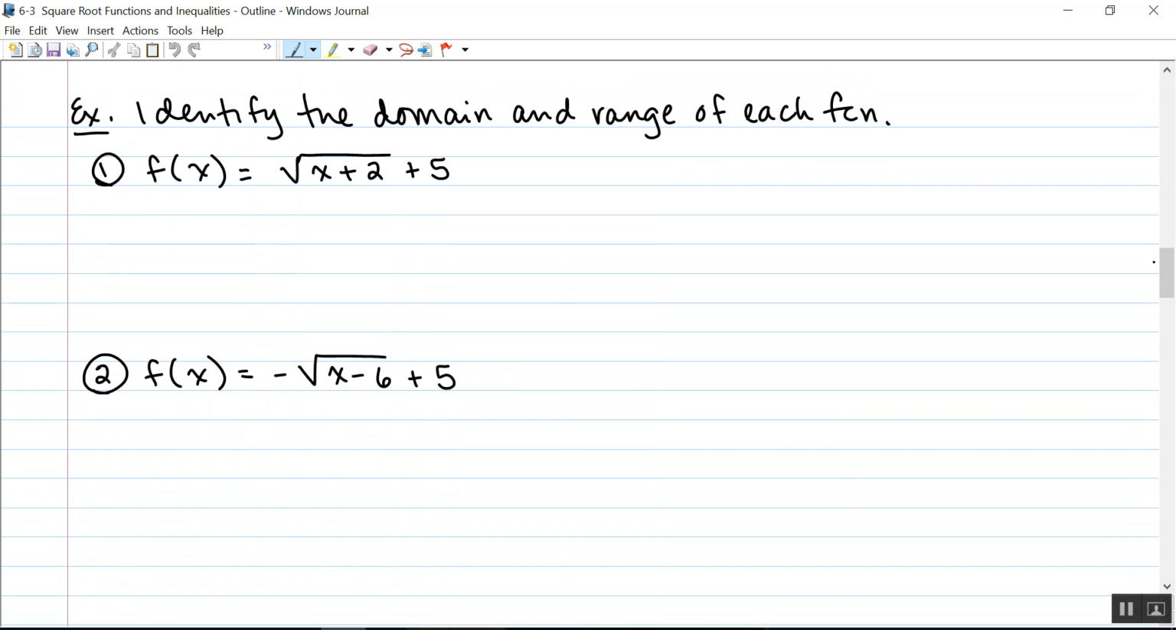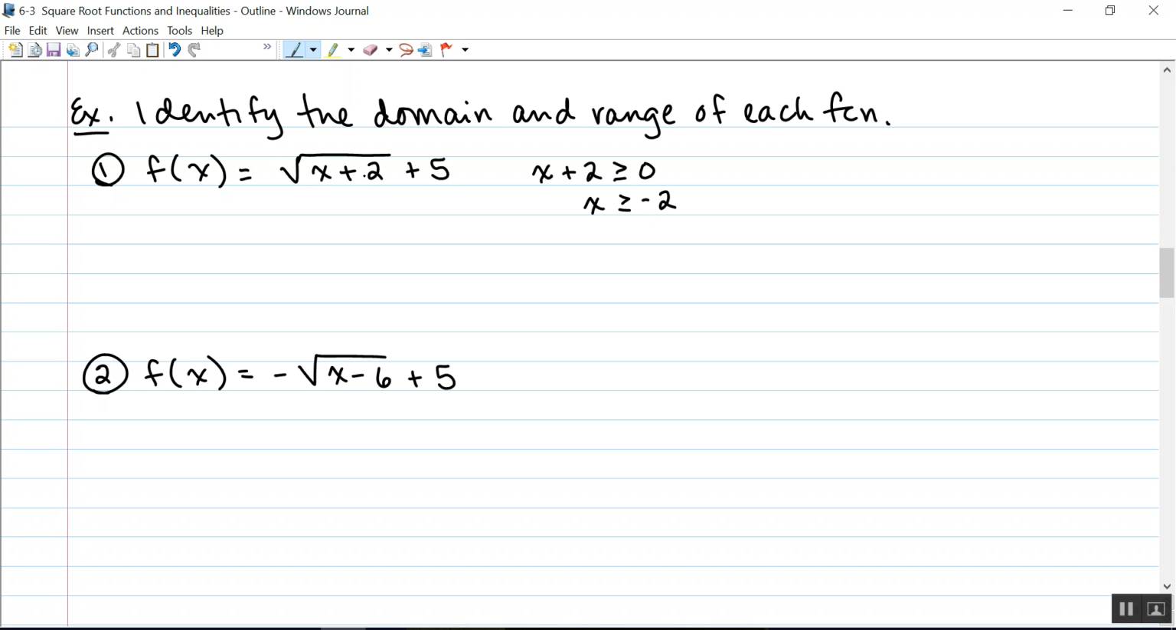So let's do a couple examples here and find the domain and range of each function. Here we have f of x equals the square root of x plus 2, and then plus 5. To find the domain, I'm going to take the radicand, the stuff underneath the radical, and make it greater than or equal to 0. The reason for that is this under here has to be 0 or a positive number. It can't be negative. So subtracting 2 from each side, x is greater than or equal to negative 2. That makes sense, because if x is negative 2, I get a 0. If x is something smaller than negative 2, say negative 3, I'm going to get the square root of negative 1, and I can't have that.